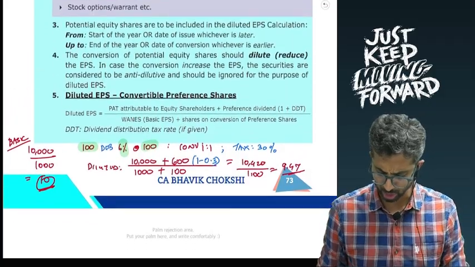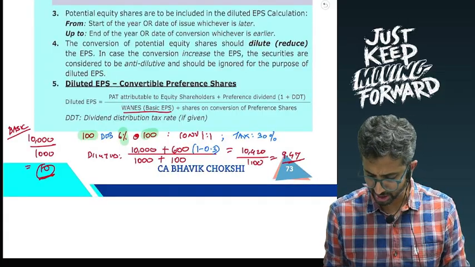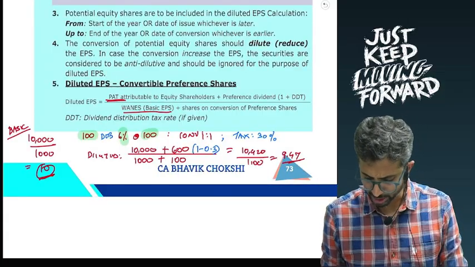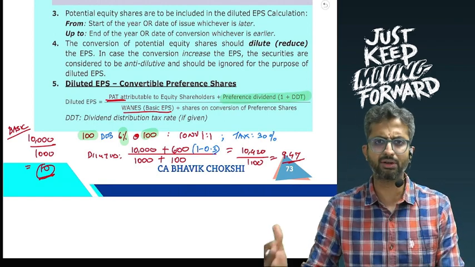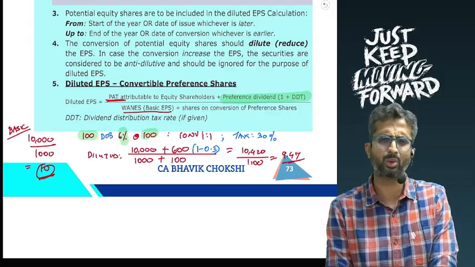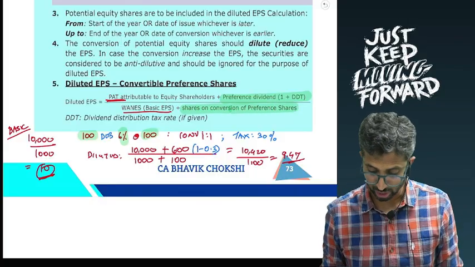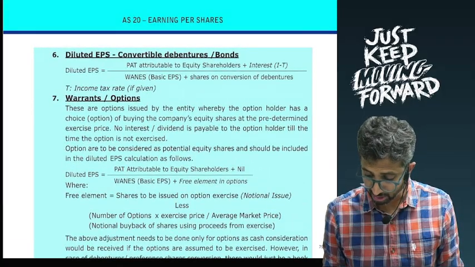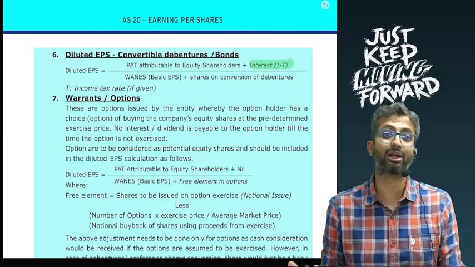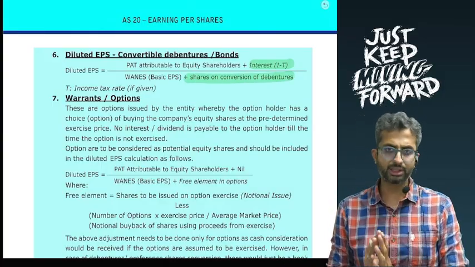So basically what we need to remember is, when you're looking at the diluted EPS, you will take the profit attributable as per basic EPS. To this you will add back preference dividend. If there's any dividend distribution tax, you will also consider that. Now it is abolished, but in case it comes, plus the shares on conversion of preference shares. If it is bonds or debentures, I will take interest into 1 minus t, because the net of tax saving should be considered. Again I will add shares on conversion of these debentures.